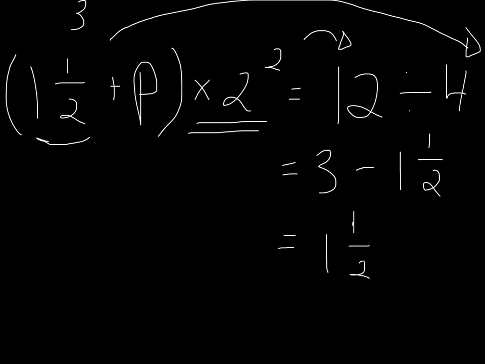Right? Because 1 1/2 plus 1 1/2 is 3. And there's our answer. P equals 1 1/2. Okay, go ahead and try 10 and try 11 on your own. If you don't get it, just really try to follow the order of operations and try to reflect on what we did here. Remember to invert.